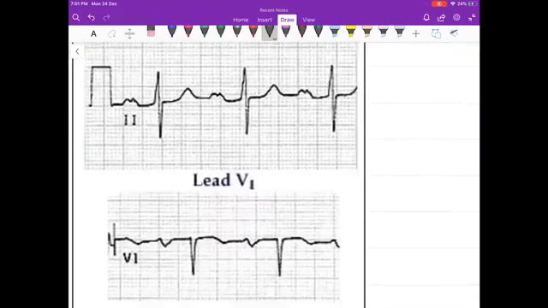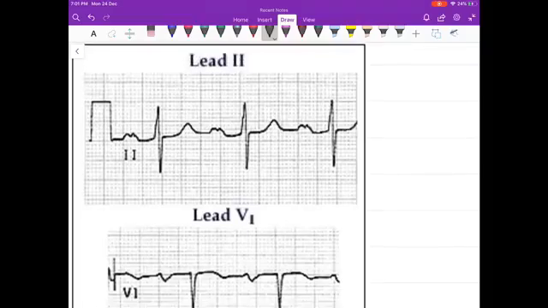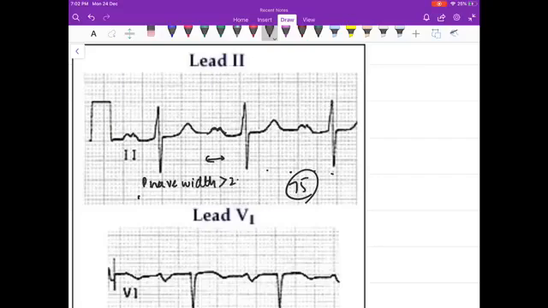Okay friends, so now moving on to the next ECG. What do you see friends here? You see the heart rate 1, 2, 3, 4, 75. Then P waves. Normally the P wave width is around 2 to 3 boxes. But in this ECG we see that P wave width is increased. P wave width is more than 2.5. So when P wave width is more than 2.5, it is left atrial enlargement.